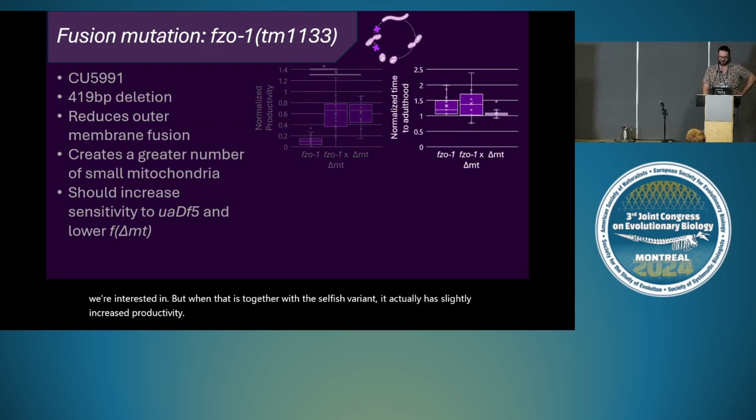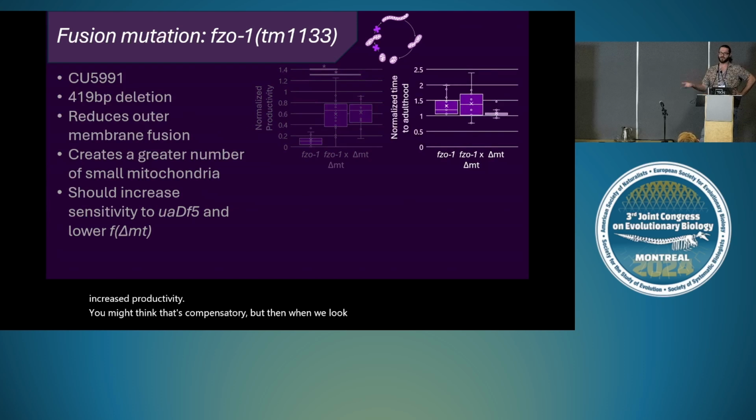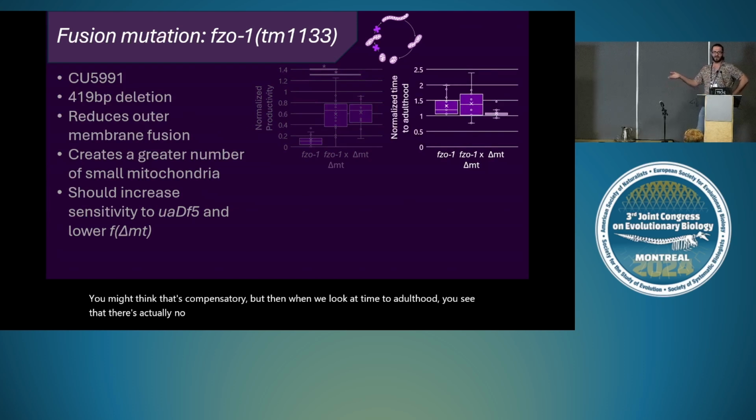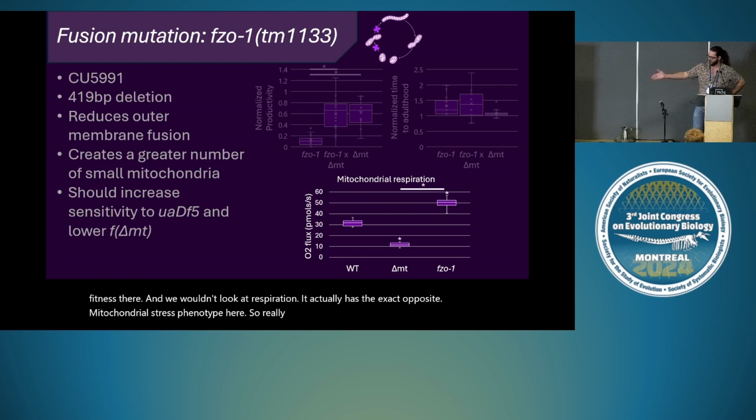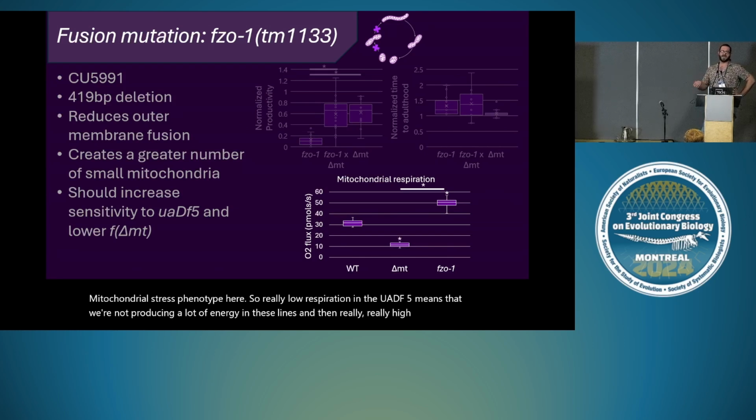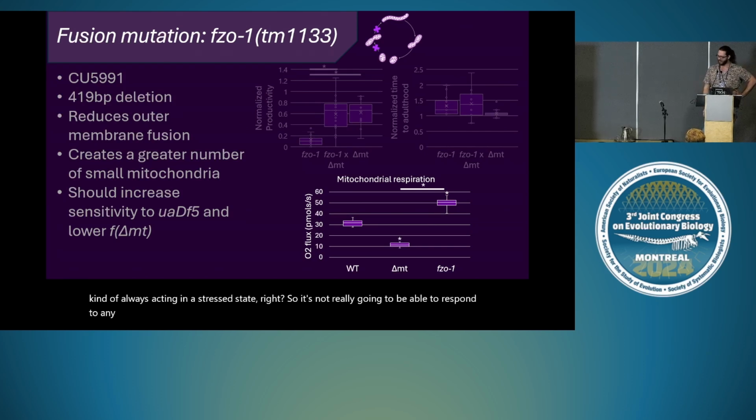You might think that's compensatory, but then when we look at time to adulthood, you see that there's actually no difference between all of our lines, so it's not creating greater fitness there. And when you look at respiration, it actually has the exact opposite mitochondrial stress phenotype. Really low respiration in the UADF5 means that we're not producing a lot of energy in these lines. And then really, really high means that it's always acting in a stressed state, right? So it's not really going to be able to respond to any kind of stresses because it's already working near its capacity.